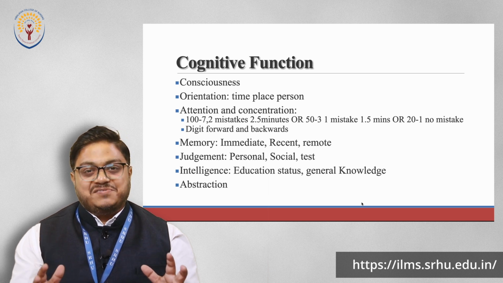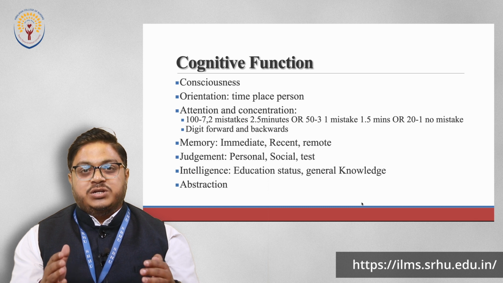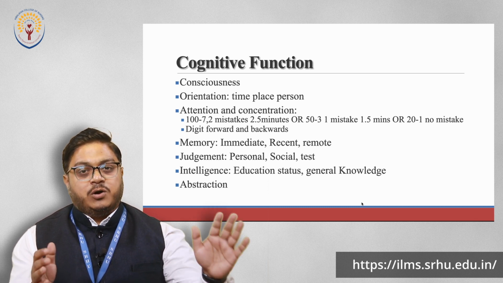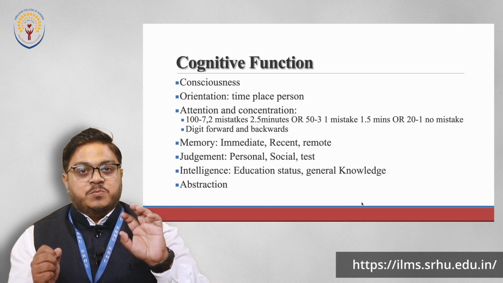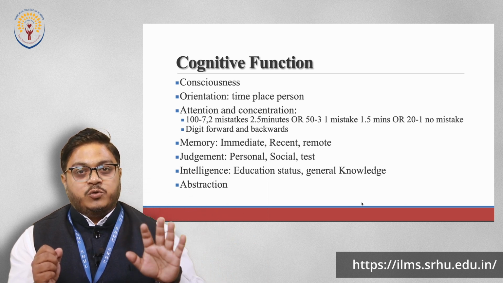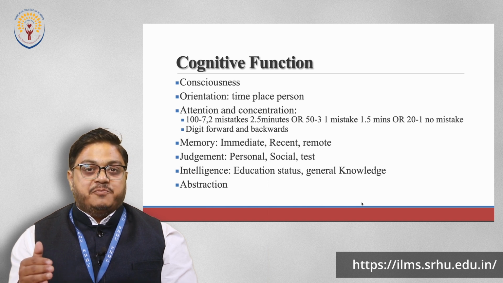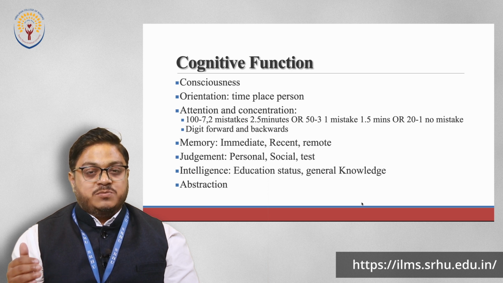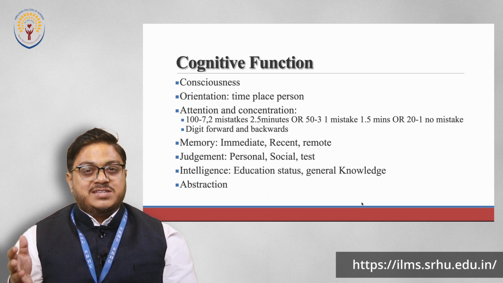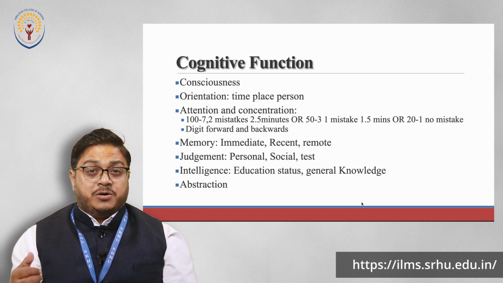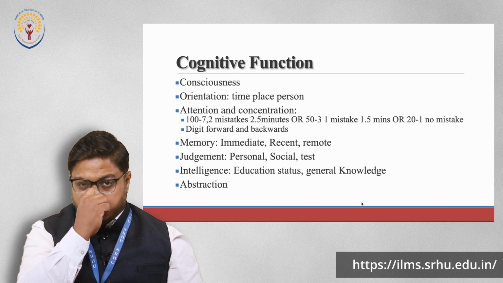Now, till now what we have seen: the general appearance, that is component number 1. In component number 1, we saw how we observe the patient and look at the outer appearance of the patient. And along with that came the second component, that is psychomotor activity, where we see how the psychomotor activity of the individual is, whether it is raised, low, or completely absent.